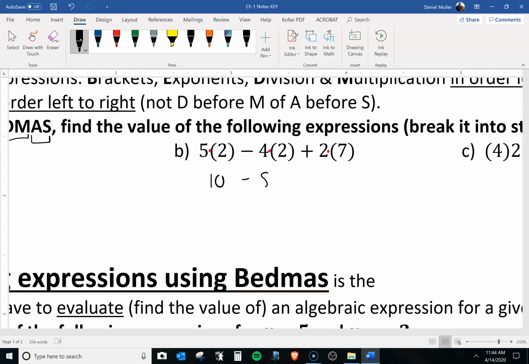4 times 2 is 8. And 2 times 7 is 14. And now with addition and subtraction, you can move left to right. So I'm going to do these two first. 10 minus 8 is 2. Carry down this 14. 2 plus 14 is 16.